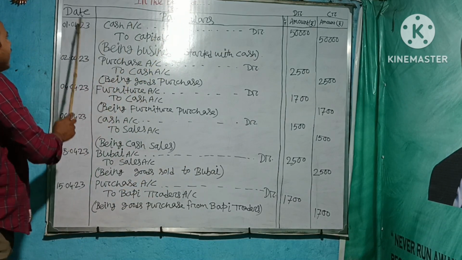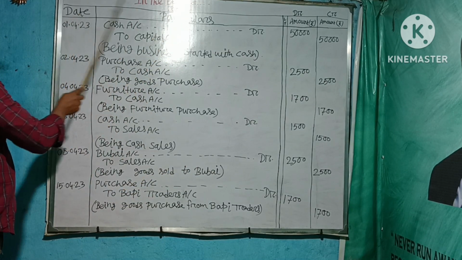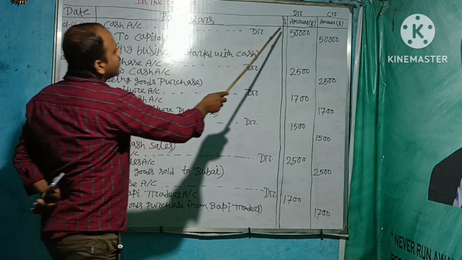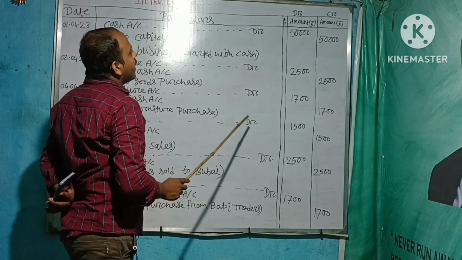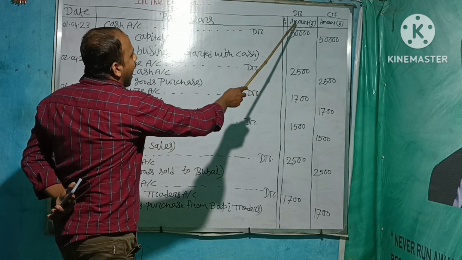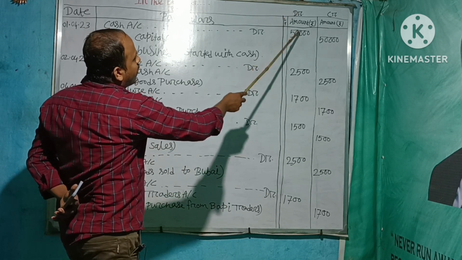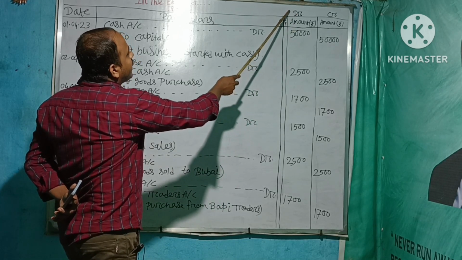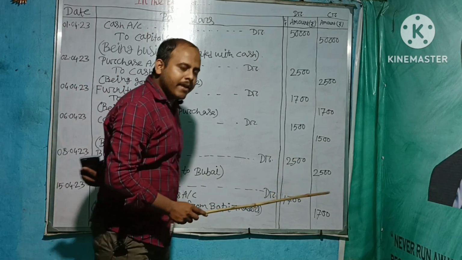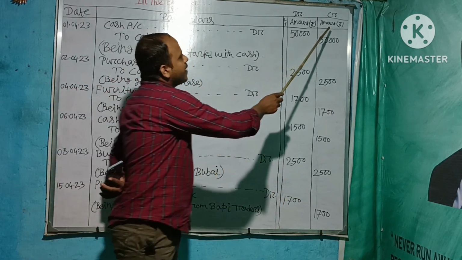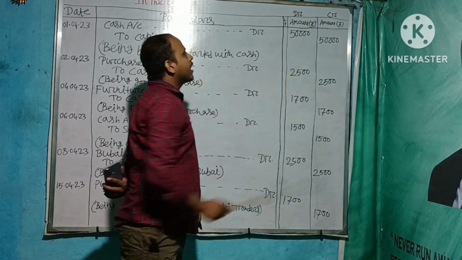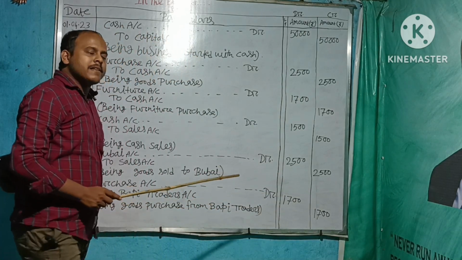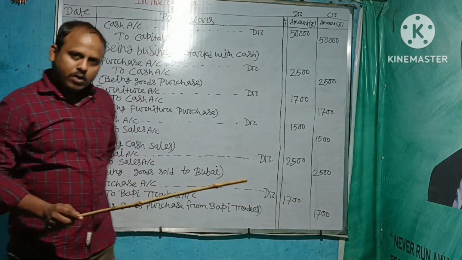Then, journal. This is the date column, this is the particulars column, this is LF, that is, the ledger folio column. Amount in rupees, and above the first amount column we'll write debit, capital D, small r, dot. Next column, amount in rupees again. Above the column we'll write credit, capital C, small r, dot.